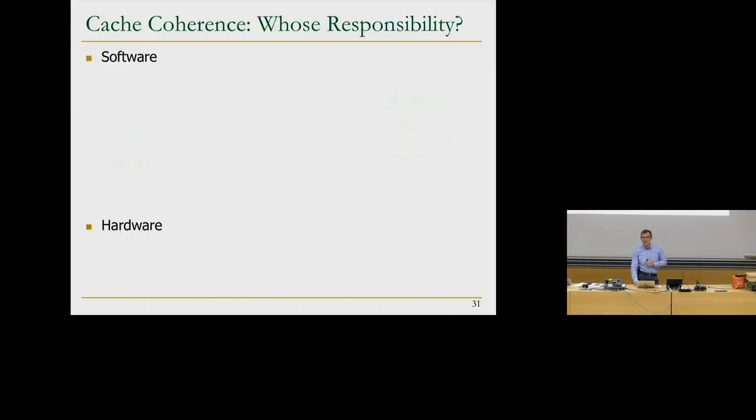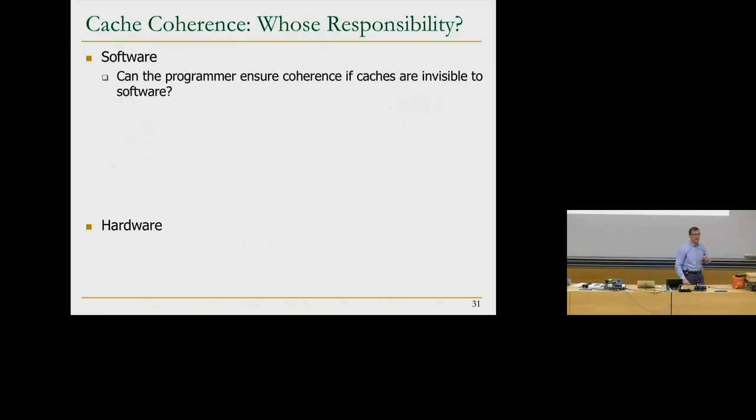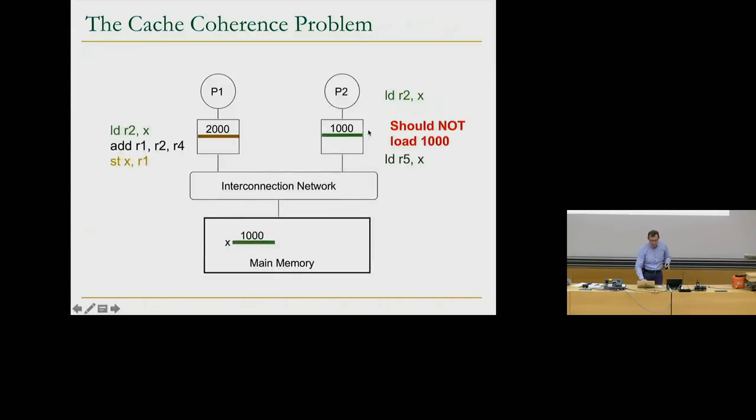Should the programmer be responsible for this? I'm not going to go into a lot of detail on this one, but the key question here is, can the programmer ensure coherence if caches are invisible to the software? And the answer should be immediately no over here, right? Because if the hardware does this caching internally, and the programmer has no idea that the hardware is doing the caching, the programmer cannot prevent this problem, right? Because the programmer doesn't even know that location X is in some other processor's cache.